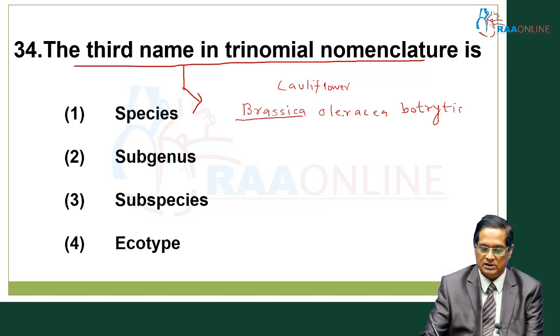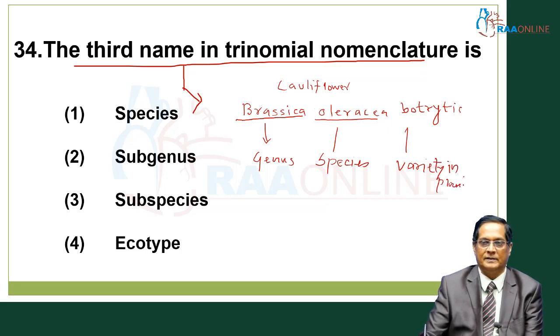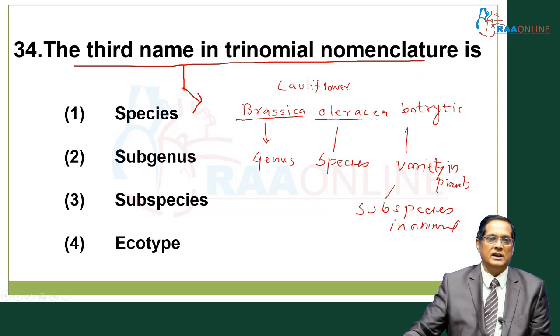First name genus, second species. Name number 1 indicates genus. Name number 2 indicates species. And name number 3 indicates variety in plants. Whereas subspecies in animal. Now it is quite clear.